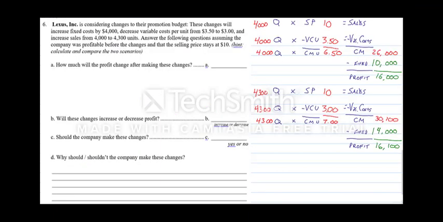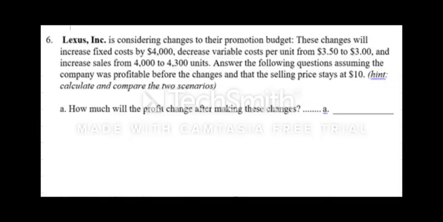The last question in the Chapter 5 quiz, question number 6, deals with what I call what-if analysis. It looks very complicated, but if you use the grid, you just put the pieces in place and everything seems to work out. Let's go through the question together real quick. It talks about this company called Lexus Inc. And they're considering changes to their promotional budget.